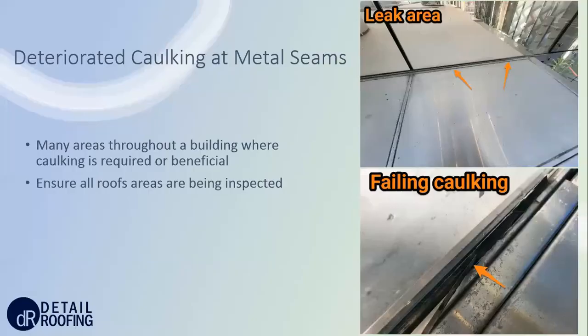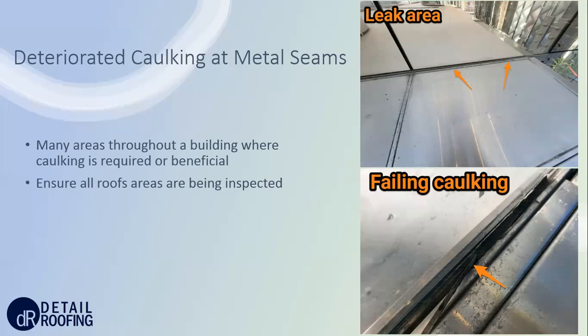In this case here, another situation where caulking was deteriorated. In this case, it wasn't affecting an interior area. This was a front canopy, so still an issue as the water was dropping down on people entering the building below.